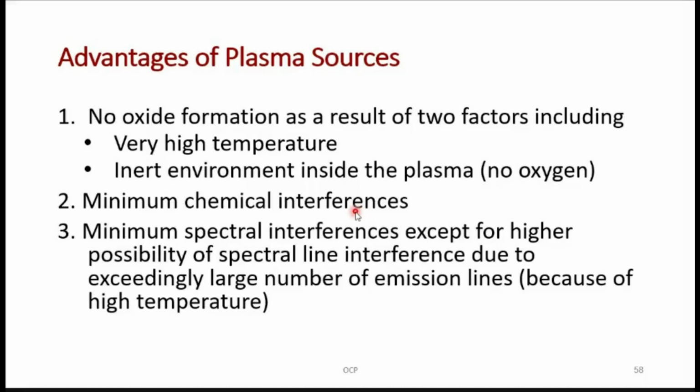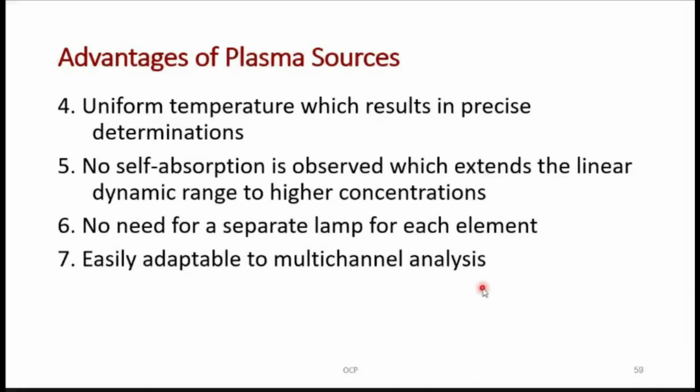Minimum spectral interferences, except for a higher possibility of spectral line interference due to an exceedingly large number of emission lines because of high temperature. See, if we heat a gas, as the temperature goes on increasing, instead of giving line spectra, it tends to give a band spectra. What is band spectra? There are a lot of excitation emissions.